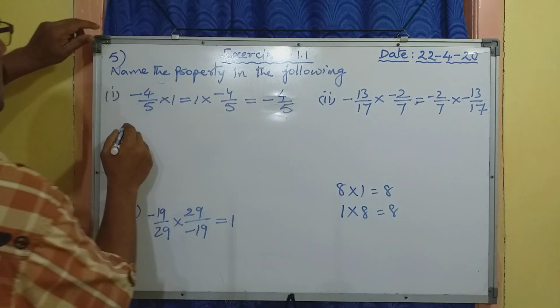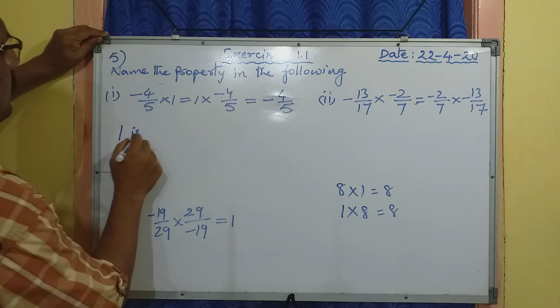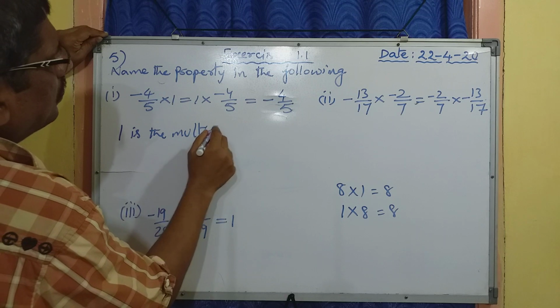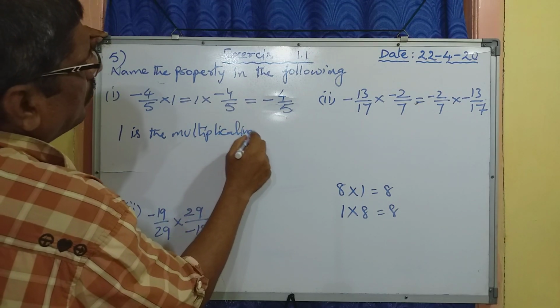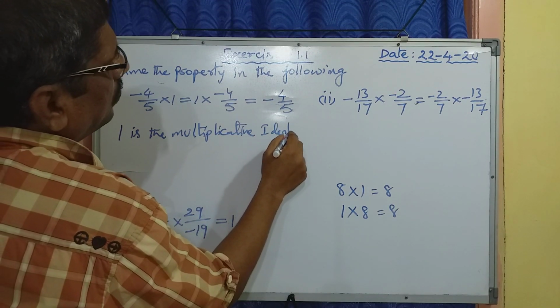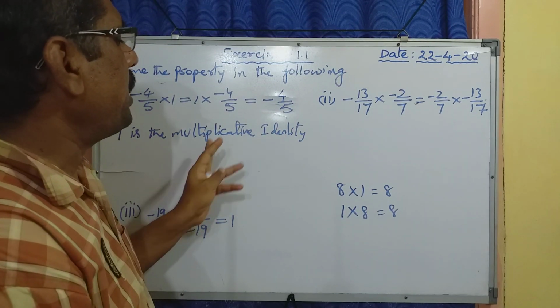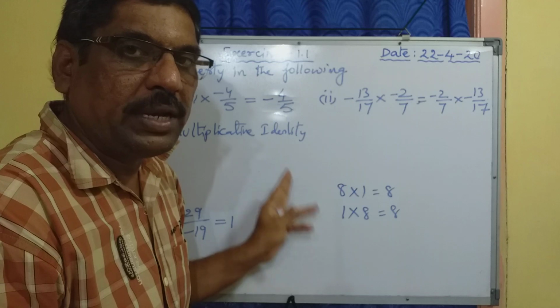In this one, 1 is the multiplicative identity. So in the first problem, the multiplicative identity property has been involved.